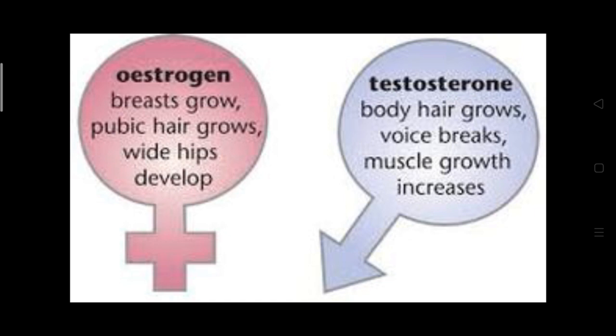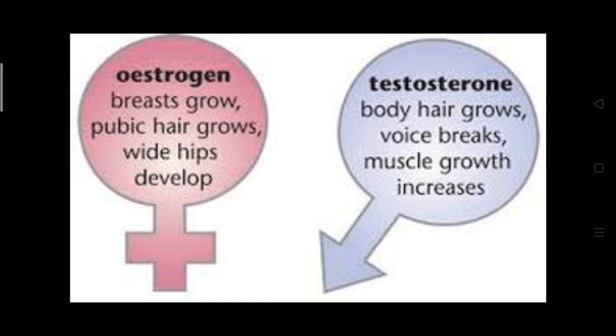So, which is the female hormone? Estrogen. Estrogen is the female hormone which is present only in the female body. And which is the male hormone? Testosterone is the male hormone which will be produced at the time of puberty. These hormones are responsible for the secondary sexual characters. The production of these hormones is under the control of another hormone secreted from a gland called the pituitary gland. The pituitary gland is present in our brain.